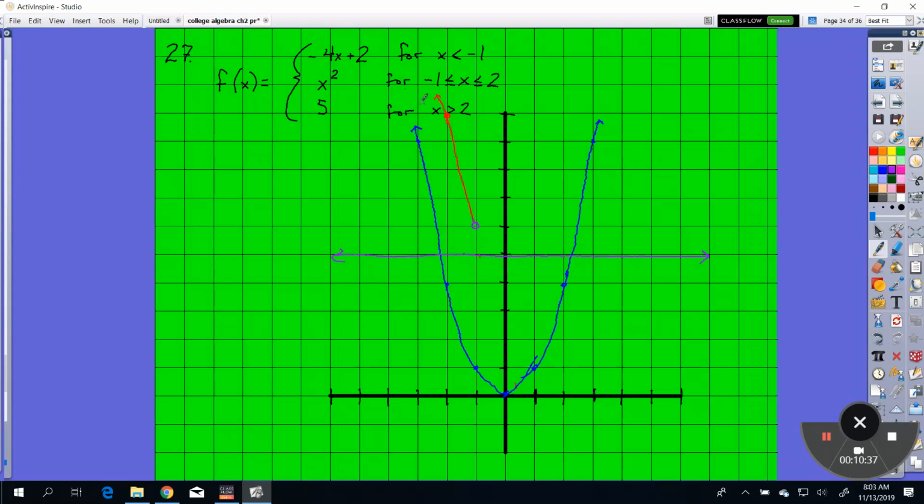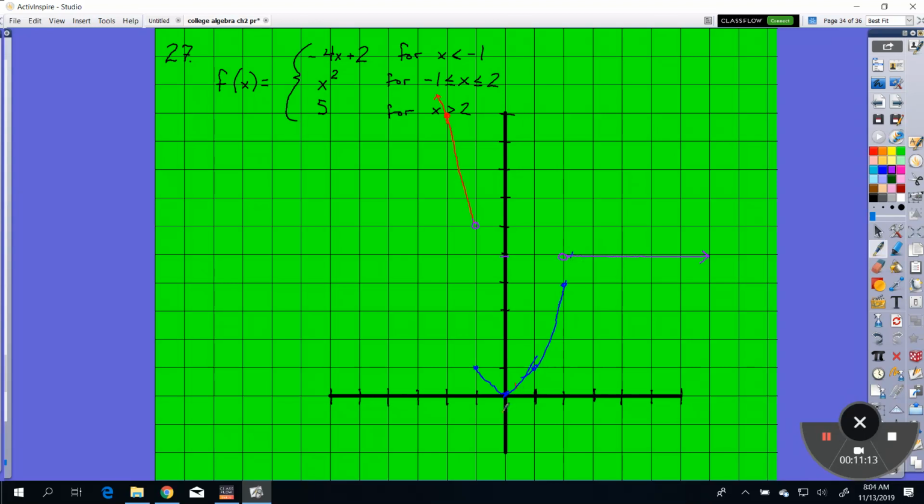This one for x squared, it says use it between -1 and 2. So between -1 and 2, I get rid of everything that's to the left of -1 and everything that's to the right of 2. And those are filled in circles. And then for 5, it says for anything greater than 2. So I get rid of everything that's not greater than 2 on my x-axis. So these values over here are less than 2 on my x-axis. And this should be an open circle.